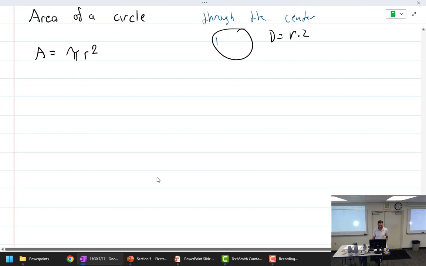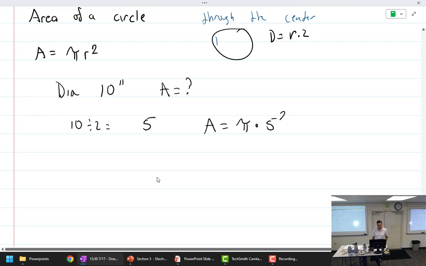So what if the diameter of a circle is 10 inches? What is the area? Well, that's how it's going to be given to you. We have the formula of area equals pi times radius squared, and all they're going to tell me is the diameter. They didn't tell me the radius. Now what have I got to do? All right, we're going to take 10 divided by 2 equals 5. So we're going to plug that in. So the area equals pi times 5 squared.